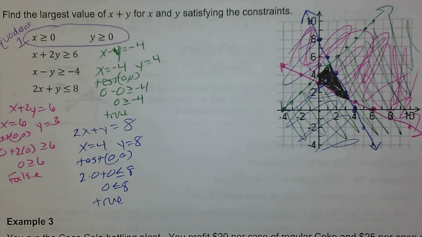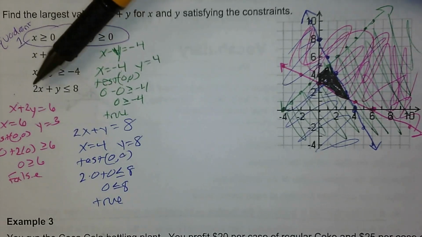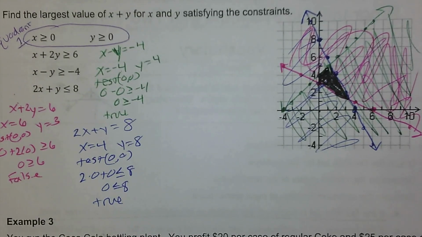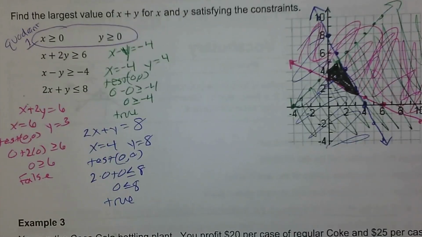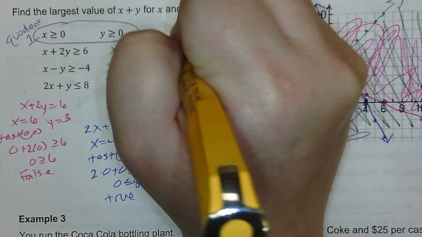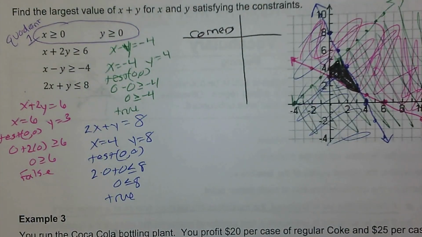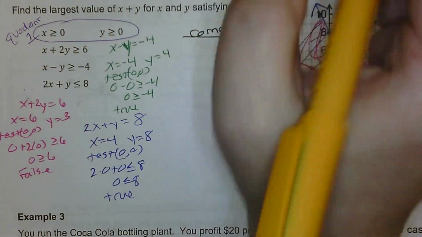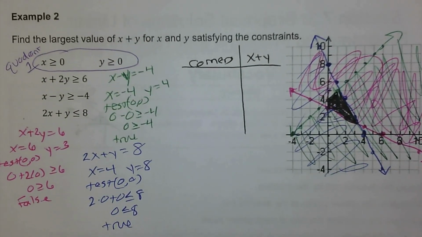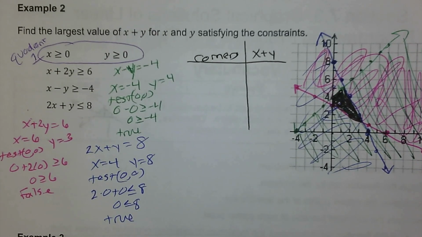So I just want to double check that we're getting the right things here. X is 4, y is 8. Yeah, I think we're good. We end up with a quadrilateral. So now we need our corners and our objective function, x plus y. Now, it didn't call it an objective function. It also didn't say maximize, but it said largest value of x plus y. So that's how we know that that is our objective function.